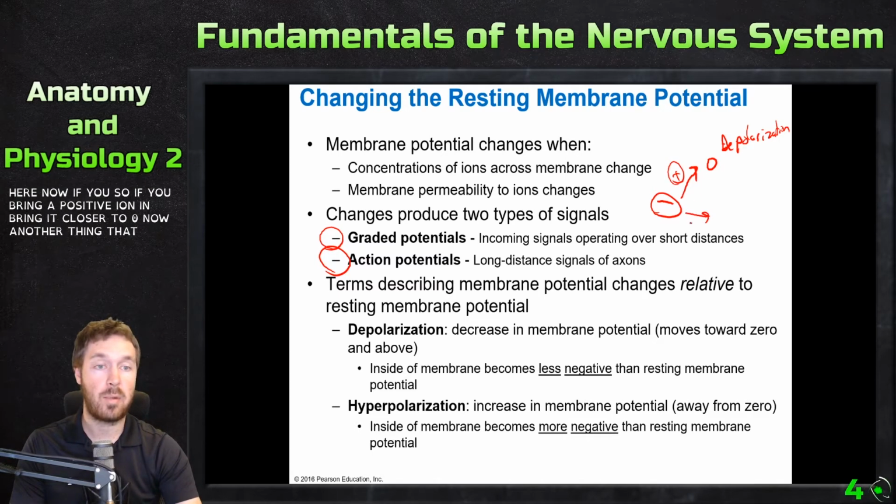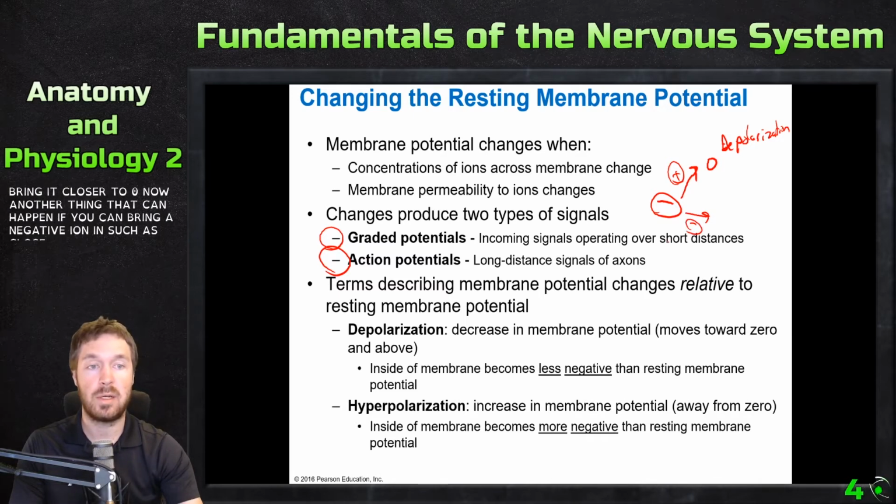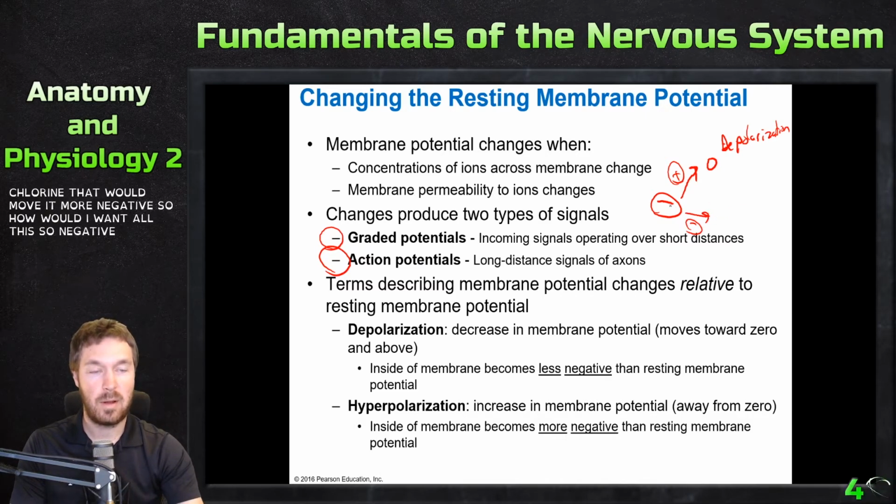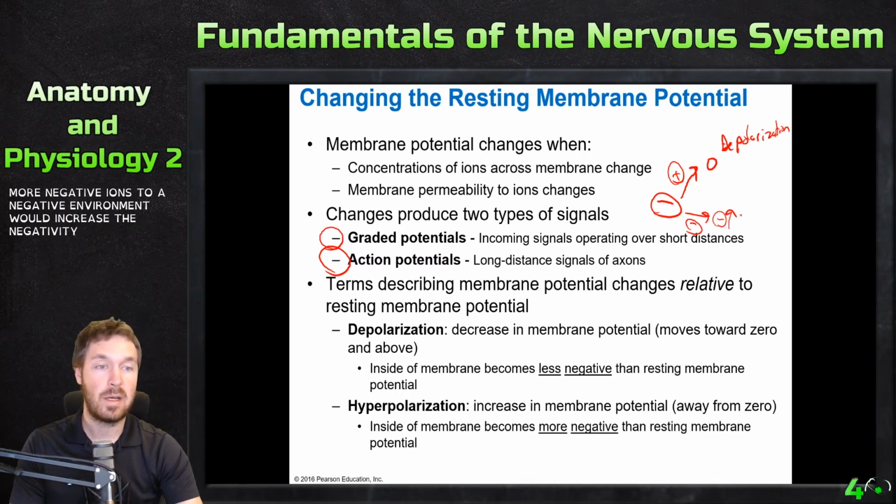Another thing that can happen: you could bring a negative ion in, such as chlorine. That would move it more negative. Adding more negative ions to a negative environment would increase the negativity, and that's called hyperpolarization.